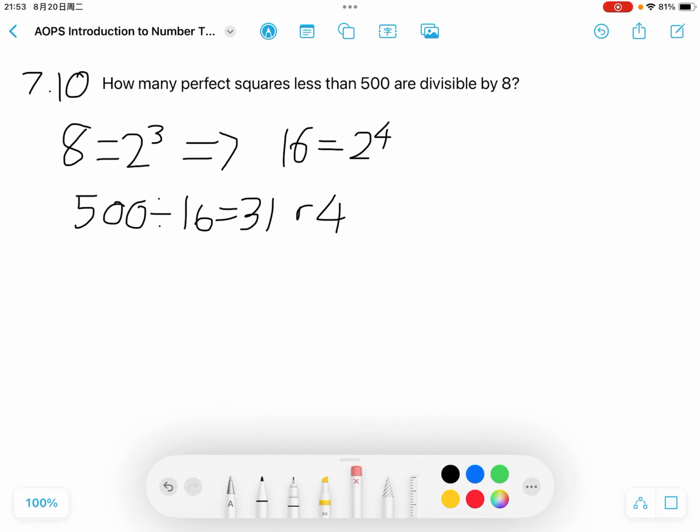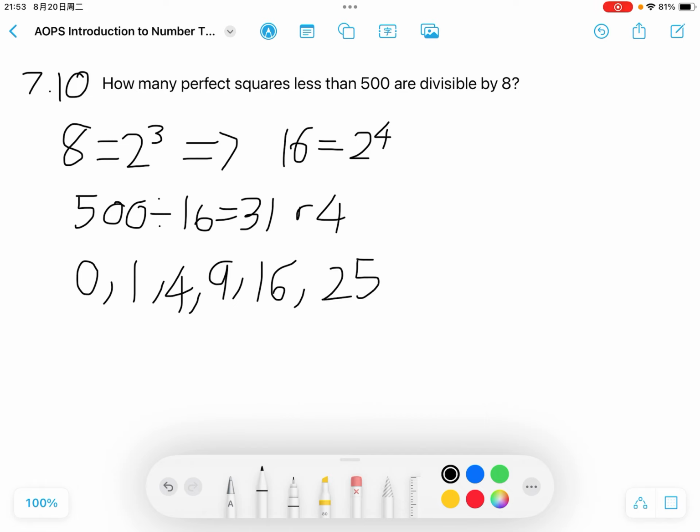So we need all the perfect squares between 0 and 31 inclusive. That's 0, 1, 4, 9, 16, 25. There are 6, so this means that there are 6 perfect squares here.